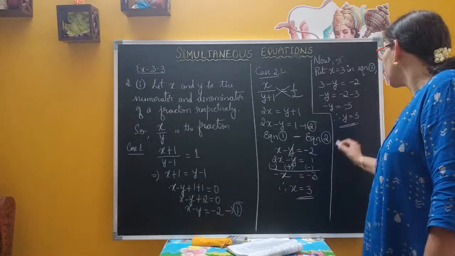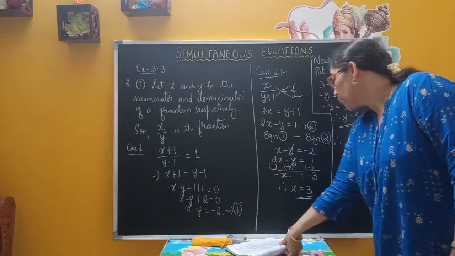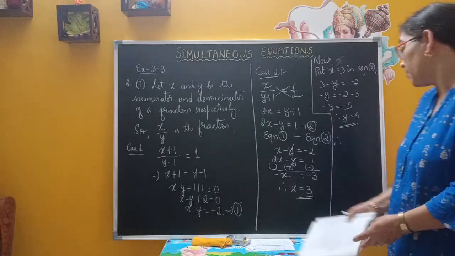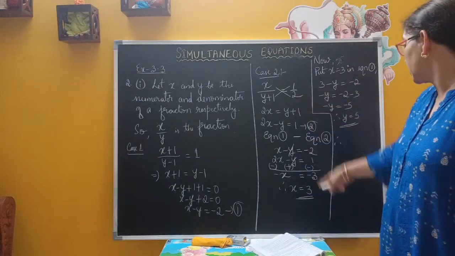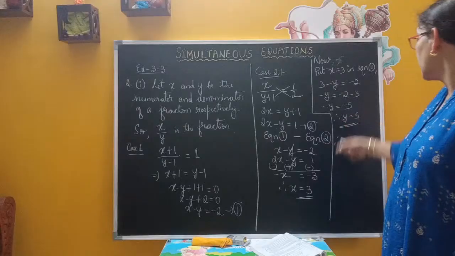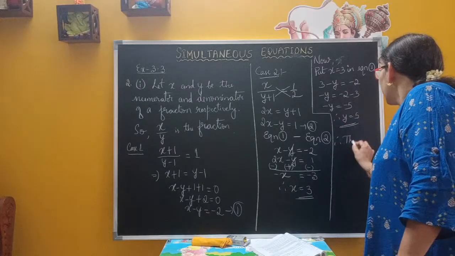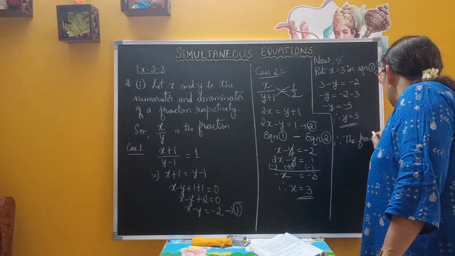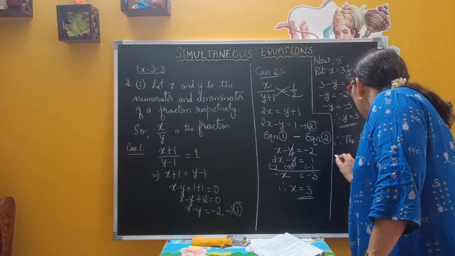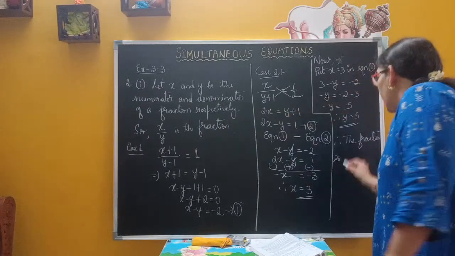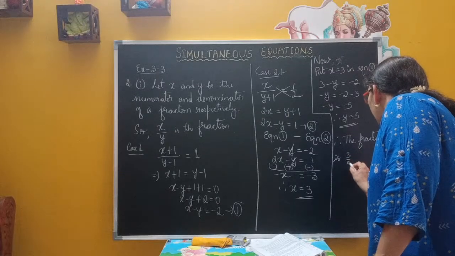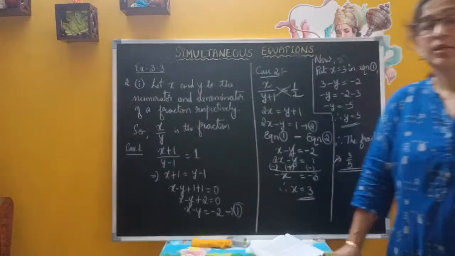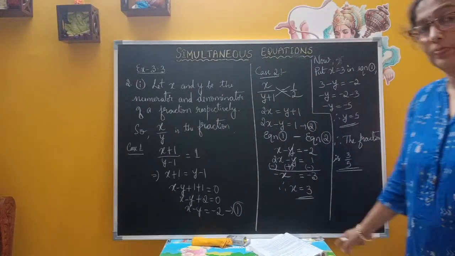Right. Therefore, what is the question asked here? In this question, what is the fraction? Okay, so the solution is x is equal to 3 and y is equal to 5. The required fraction is 3 by 5. This is the answer. The fraction is 3 by 5.